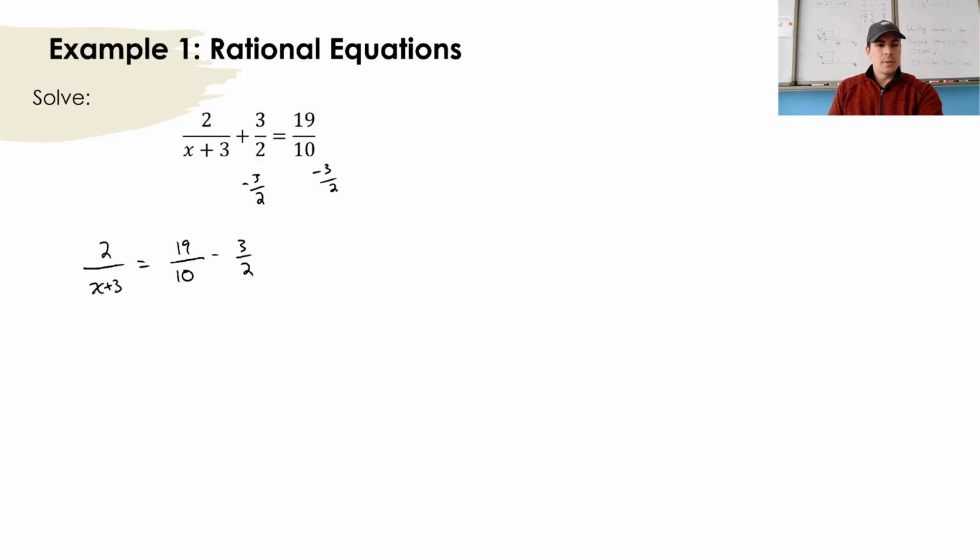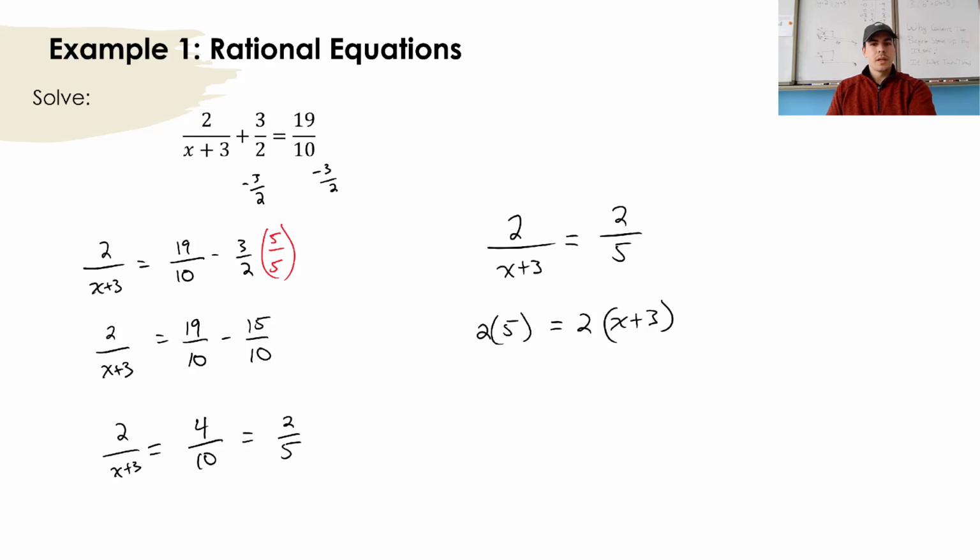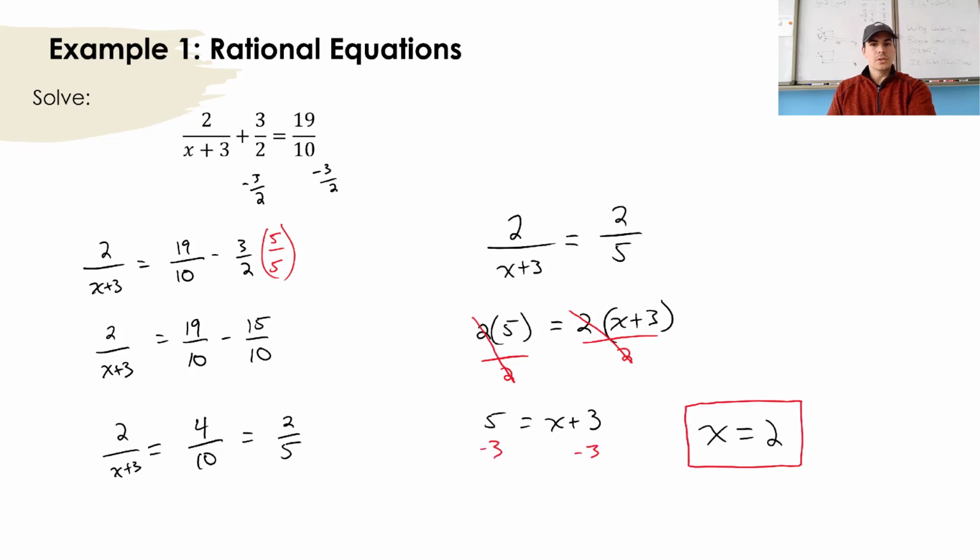Our least common denominator on the right-hand side is going to be 10, so we can multiply our 3 over 2 by 5 over 5. That gives us 19 over 10 minus 15 over 10. So 2 over x plus 3 is going to be equal to 4 over 10, which simplifies to 2 over 5. Okay, so this is the equation that we're working with now. We can go ahead and cross multiply, and when we do that, we can divide by 2. So 5 is going to be equal to x plus 3. We subtract 3 on each side and get that x is equal to 2.